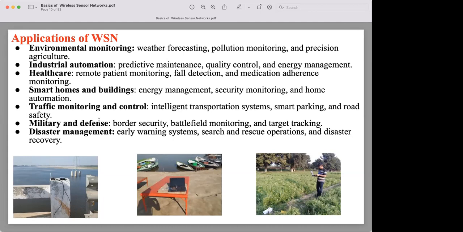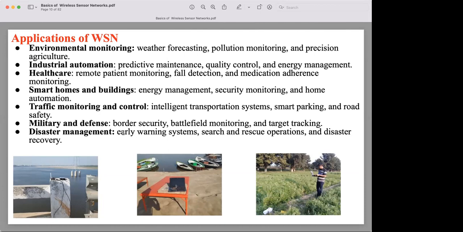Military and defense, they also use the wireless sensor network, such as for border security. So border coverage, area coverage, that is our direction of the wireless sensor network, where we can use the wireless sensor network for military purposes. And target tracking is there. If someone has crossed the border, they can automatically detect and inform someone else. Finally, disaster, so early warning signs of earthquakes and other things, or tsunami sort of things.